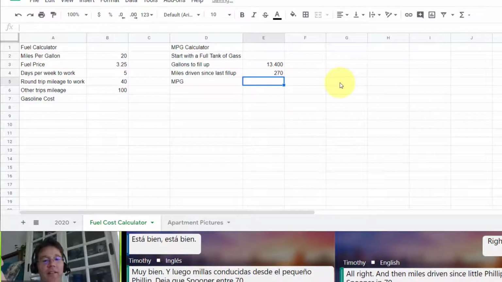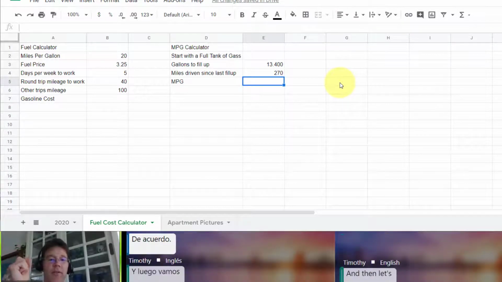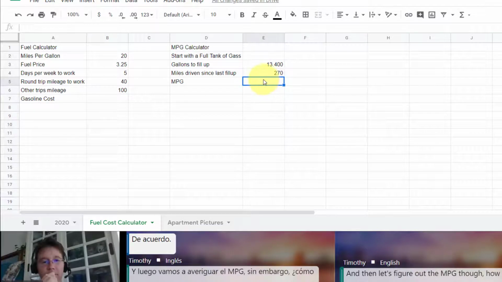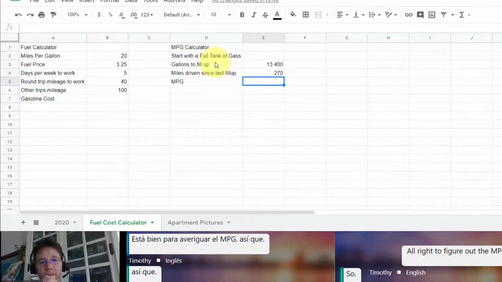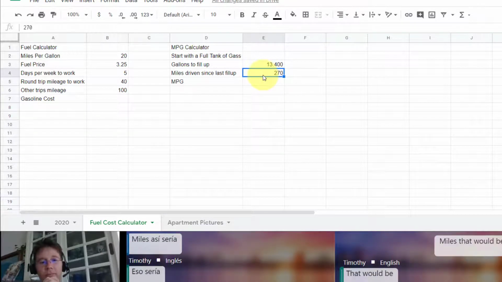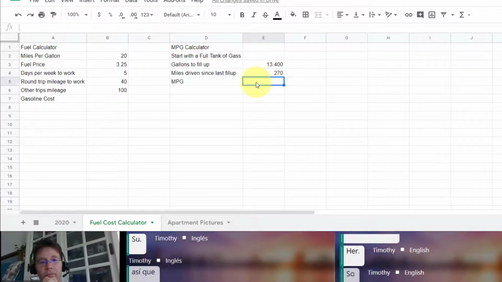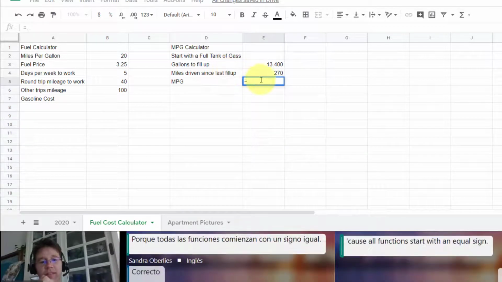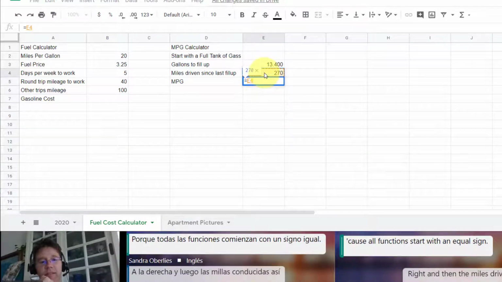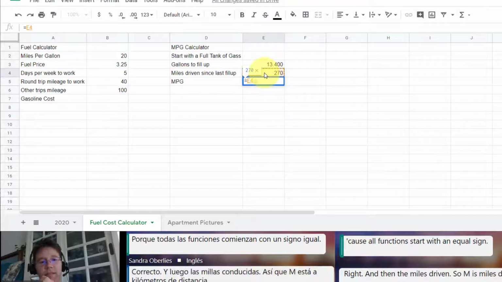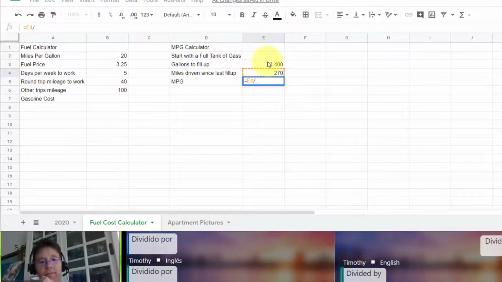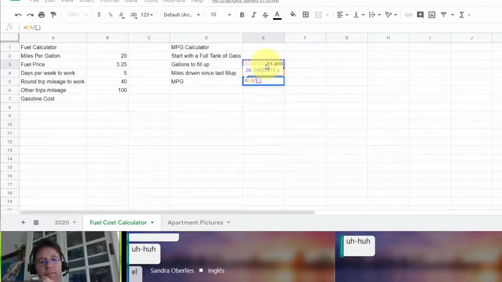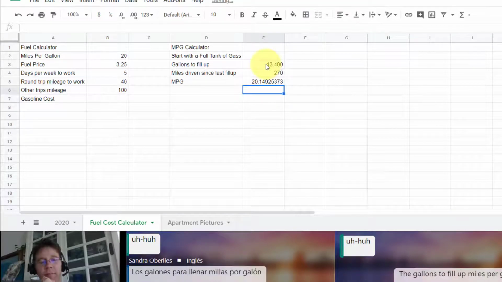Okay. And then let's figure out the MPG. So how do we do that? All right. To figure out the miles per gallon, miles, that would be how many miles. Per means divide by gallon. So we're going to come over here. We're going to do the equal sign, because all functions start with an equal sign. Right. And then the miles driven divided by the gallons to fill up, miles per gallon. Enter. There it is.